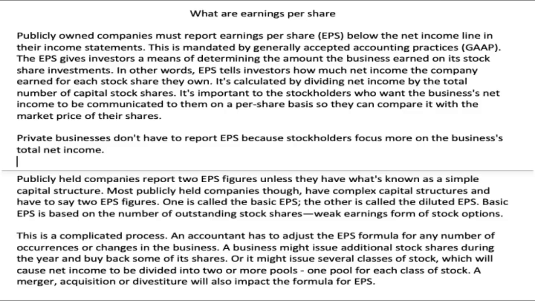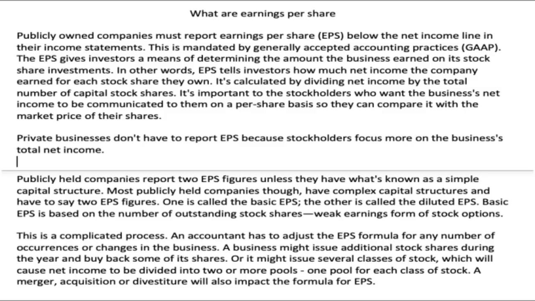Publicly held companies report two EPS figures unless they have what's known as a simple capital structure. Most publicly held companies, though, have complex capital structures and have to report two EPS figures. One is called the basic EPS, the other is called the diluted EPS. Basic EPS is based on the number of outstanding stock shares. Diluted EPS also takes into account potential shares from stock options. This is a complicated process.